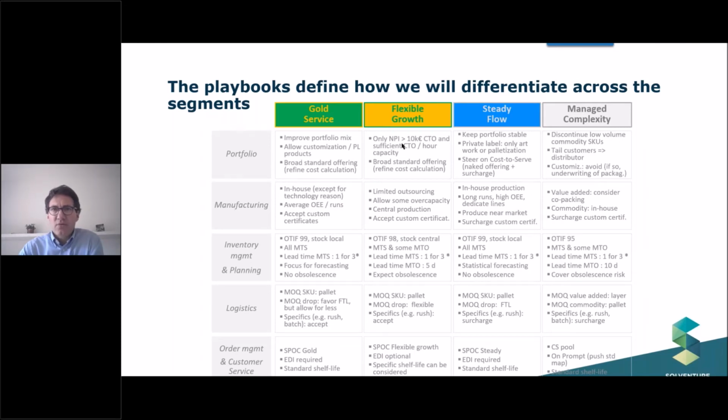So what I wanted to demonstrate is just a case where you see an example of an end-to-end segmentation. You try to identify clusters of your business which have similar characteristics, similar needs, and over your value chain, you define playbooks. You define how you're going to differentiate across the segments.